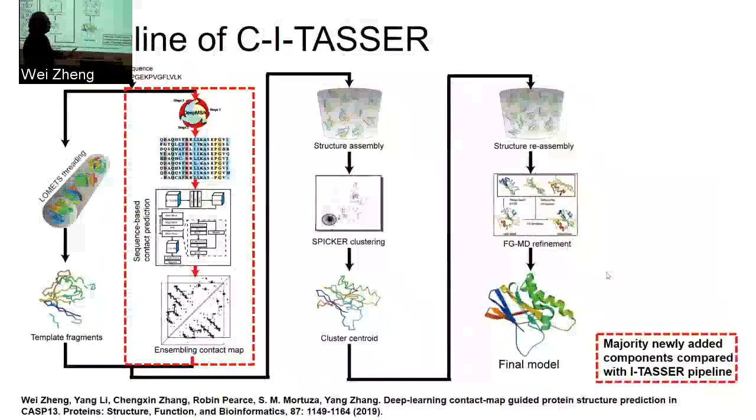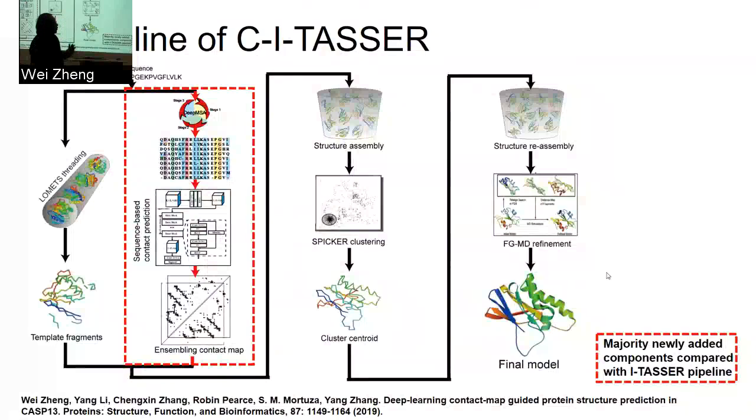To implement this idea, we built a pipeline called C-I-TASSER, which is shown in this figure. Starting from the query sequence, we can first use the meta-threading server called LOMETS to pick up templates for the next step. At the same time, we can use an MSA, multiple sequence alignment, generation software called DeepMSA to build a multiple sequence alignment for this query protein. Then this multiple sequence alignment will be fed to a set of contact predictors to predict the contact maps. Then the information from the templates and contact maps can be used in the folding simulation to sample structure conformations or decoys.